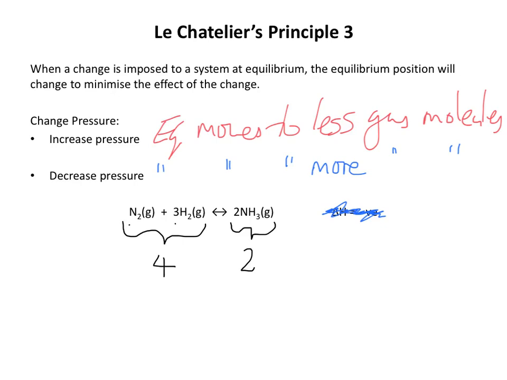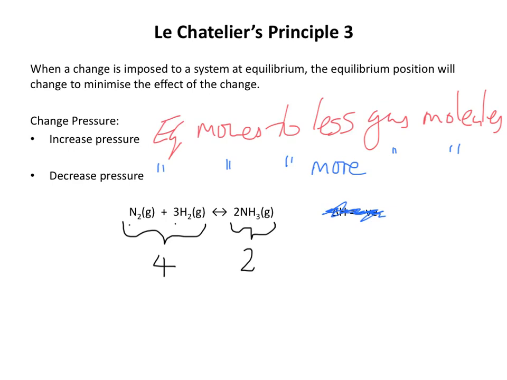So, if we have an increase in pressure, which side is the equilibrium going to move to? Well, the increase in pressure, the equilibrium moves to less. So high pressure moves the equilibrium position towards the right, so you produce more ammonia. If you decrease the pressure, the equilibrium moves to where there are more gas molecules. So you lower the pressure and the equilibrium moves to the left-hand side.